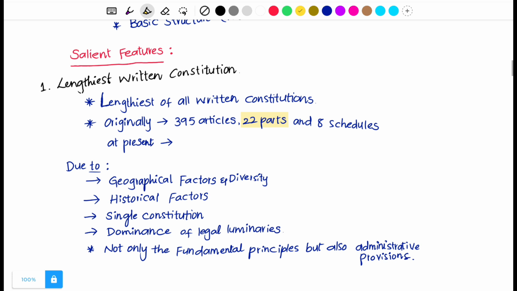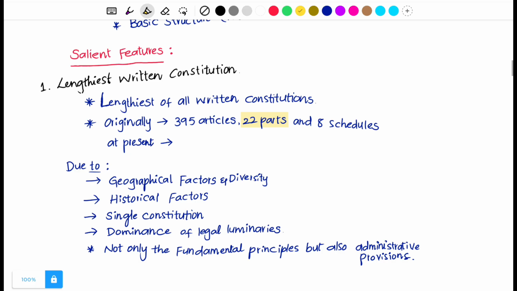The historical factors like the Government of India Act 1935 in specific: we have obtained most of the provisions in the Indian Constitution from the Government of India Act 1935. So the reason for the lengthiest written constitution is the Government of India Act 1935. We have a single constitution in India, be it at the center or the state. Unlike other countries like America, which has its own constitution, and further states have their own constitutions.